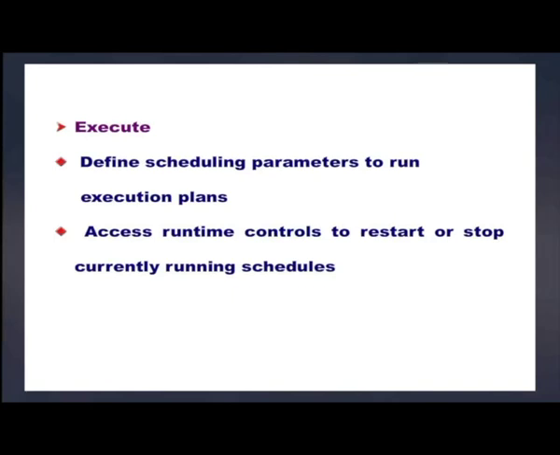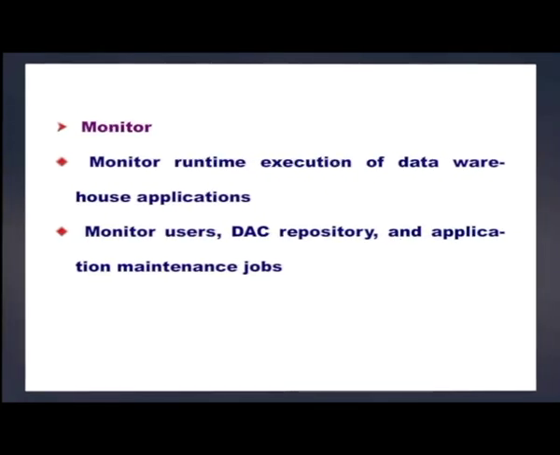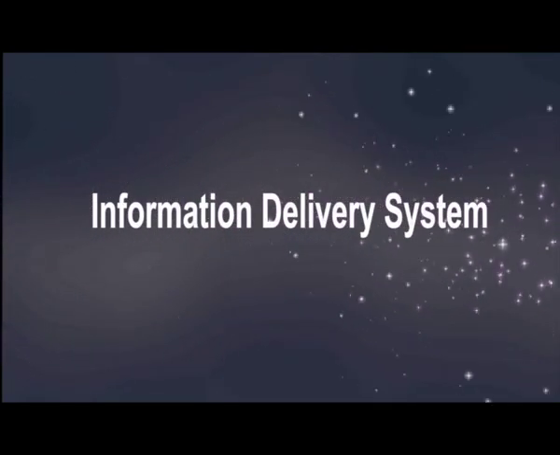Next to designing, we have the execution phase. In execute, we will define scheduling parameters to run execution plans and also access the runtime controls to restart or stop currently running schedules. Next to execution is monitoring. In monitoring, the runtime execution of the data warehouse applications is monitored, along with the user's DAC repository and application maintenance jobs. Now we will see what the information delivery system is.